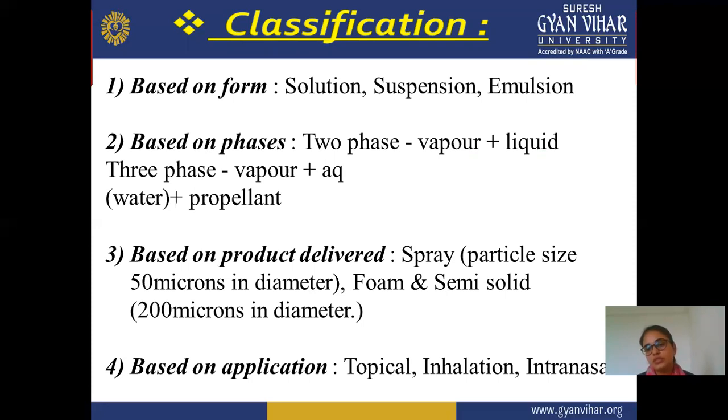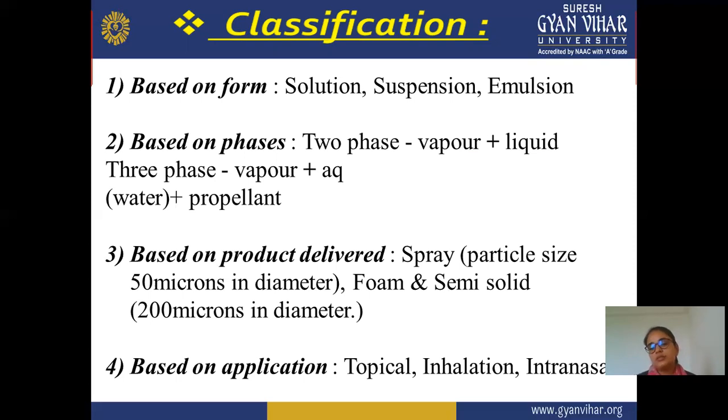First is two phase. In this, two phases are present: one is the vapor phase and the second is the liquid phase. Means only gaseous and liquid phases are present. In a two-phase system, a vapor plus liquid combination is observed.